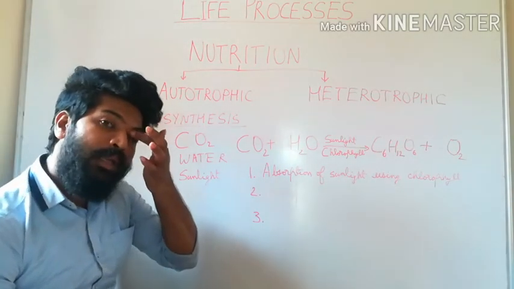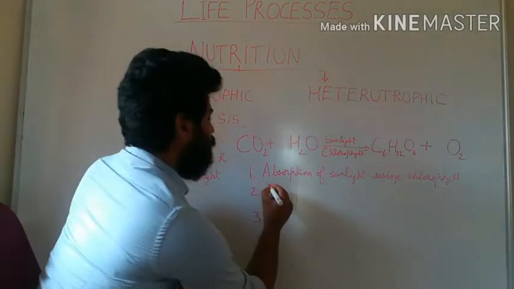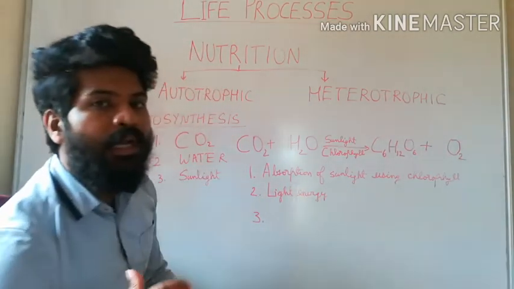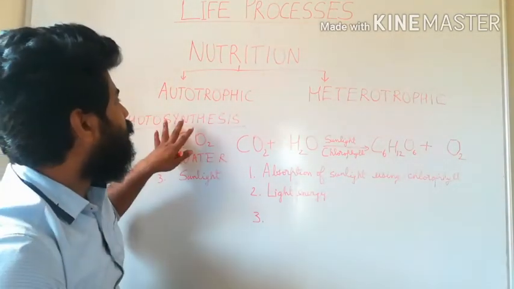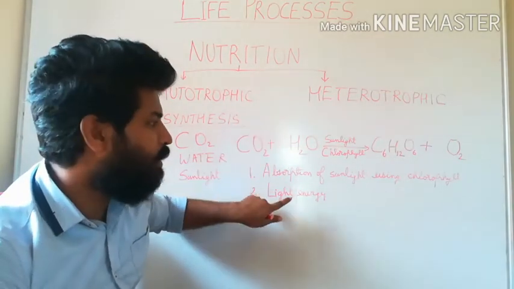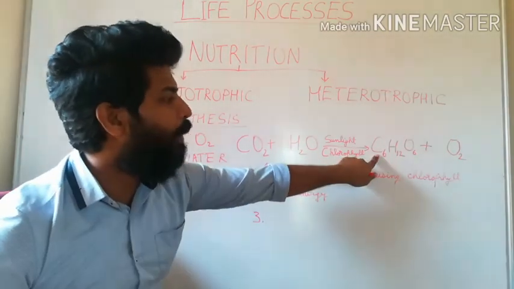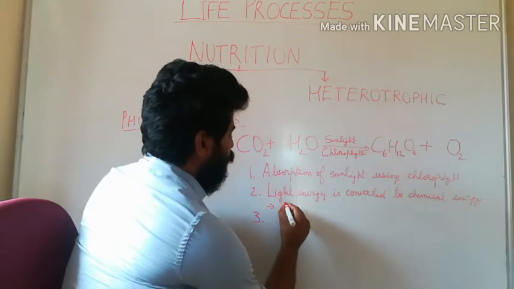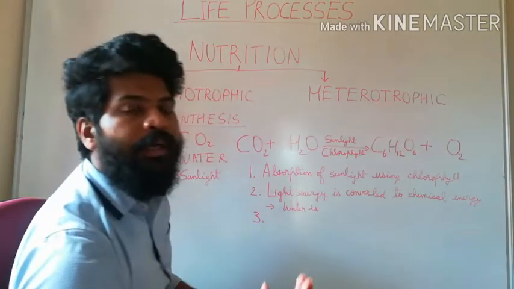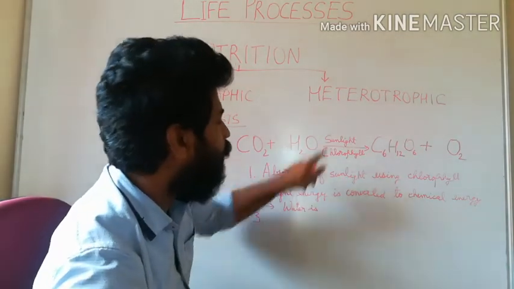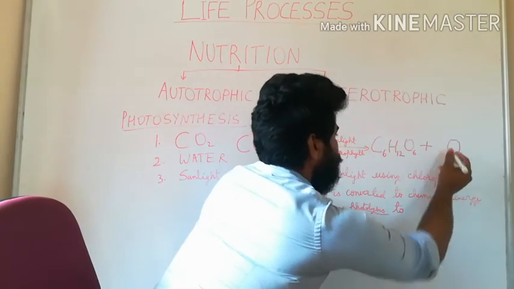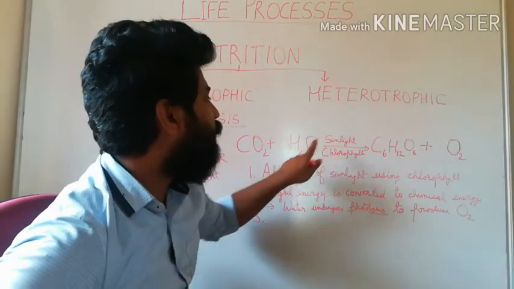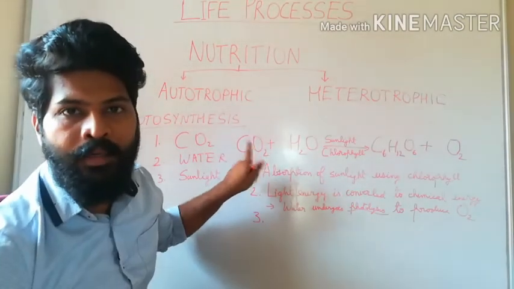The second step is converting this light energy into chemical energy. So, what is the energy conversion that is taking place in the photosynthetic process? Sunlight, light energy, is converted into chemical energy, and in the process what happens? Water is broken down, a photolytic decomposition. Water is broken down with the help of light energy, so as to produce oxygen. So the oxygen that is produced is coming from water, not from carbon dioxide.